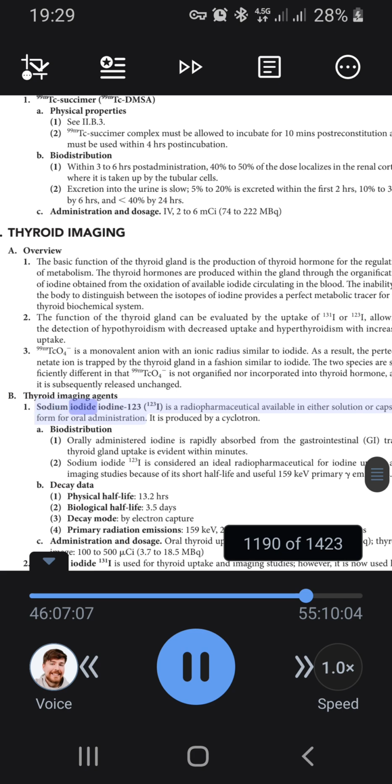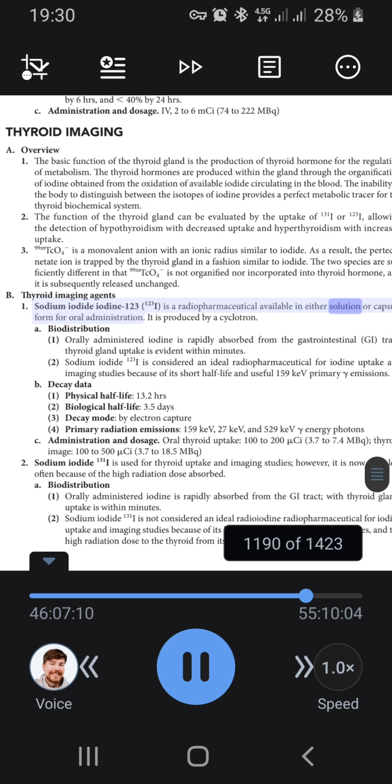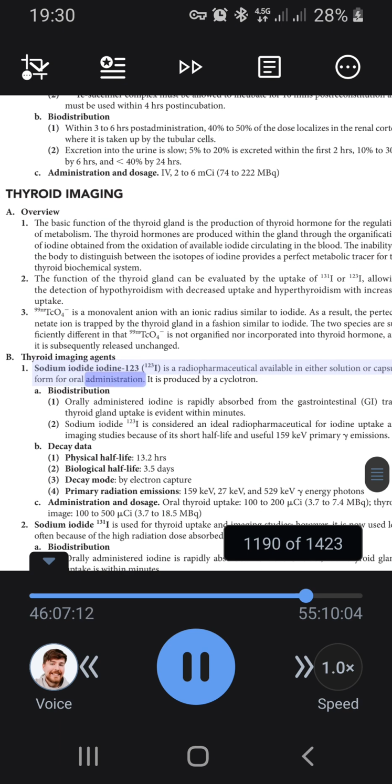1. Sodium iodide iodine-123, 123I, is a radiopharmaceutical available in either solution or capsule form for oral administration. It is produced by a cyclotron. Biodistribution. 1. Orally administered iodine is rapidly absorbed from the gastrointestinal (GI) tract. Thyroid gland uptake is evident within minutes. 2. Sodium iodide 123I is considered an ideal radiopharmaceutical for iodine uptake and imaging studies because of its short half-life and useful 159 keV primary gamma emissions.